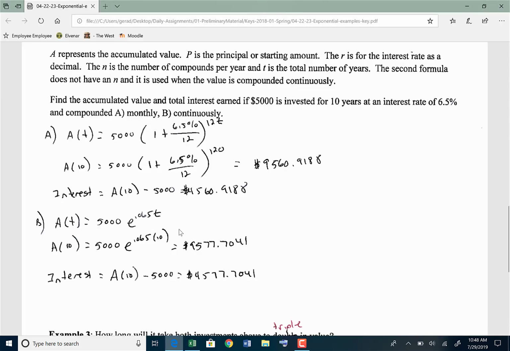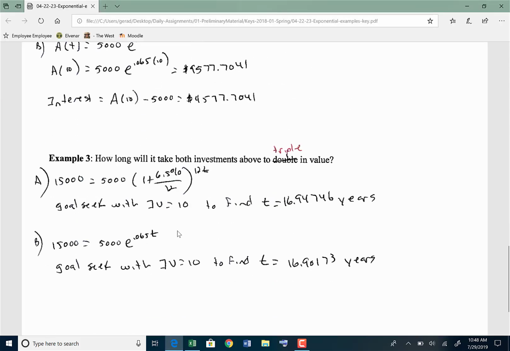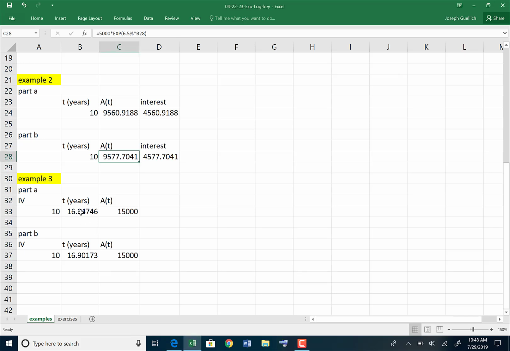Example 3 is goal seek. So the formula set equal to the amount. In this case, we're tripling the value. So started at 5,000, ended at 15,000. Goal seek, input value shown, the answer shown. And I'll walk through goal seek again.